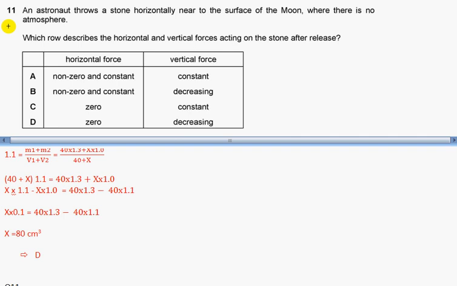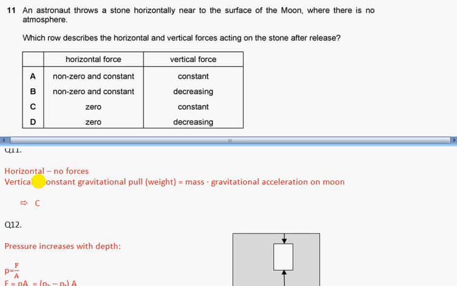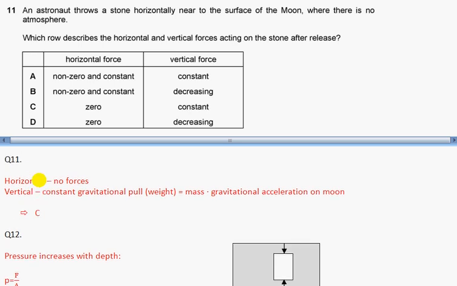An astronaut throws a stone horizontally near the surface of the moon where there is no atmosphere. Which row describes the horizontal and vertical forces acting on the stone after release? Question 11. In the horizontal direction, as they say, there is no air resistance, so no force. In vertical, constant gravitational pull, which is called weight, and which equals mass times g. Mass is constant, g is constant, so this force is also constant. We choose answer C, so horizontal force 0 and vertical force constant.